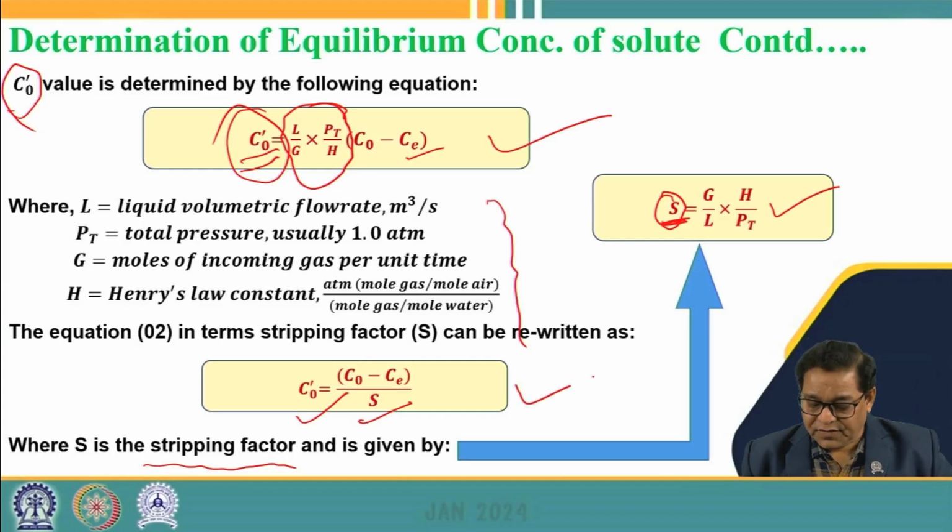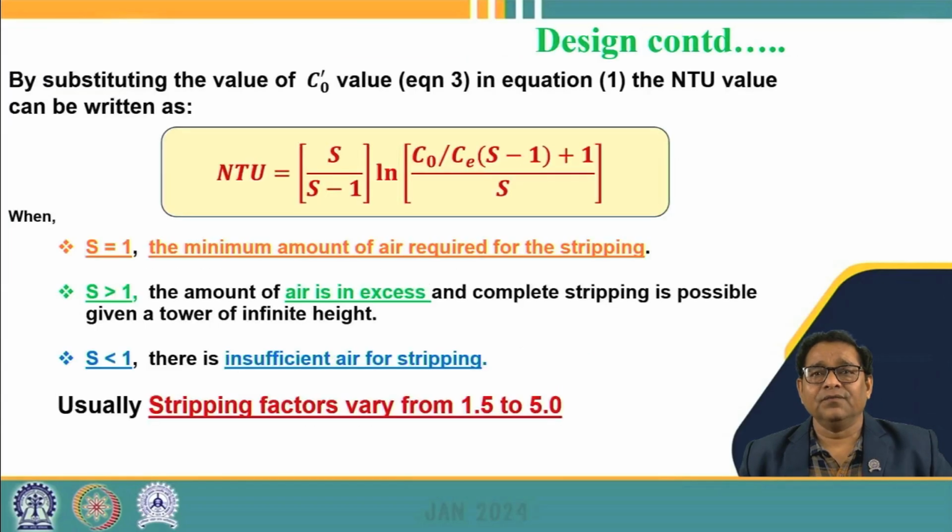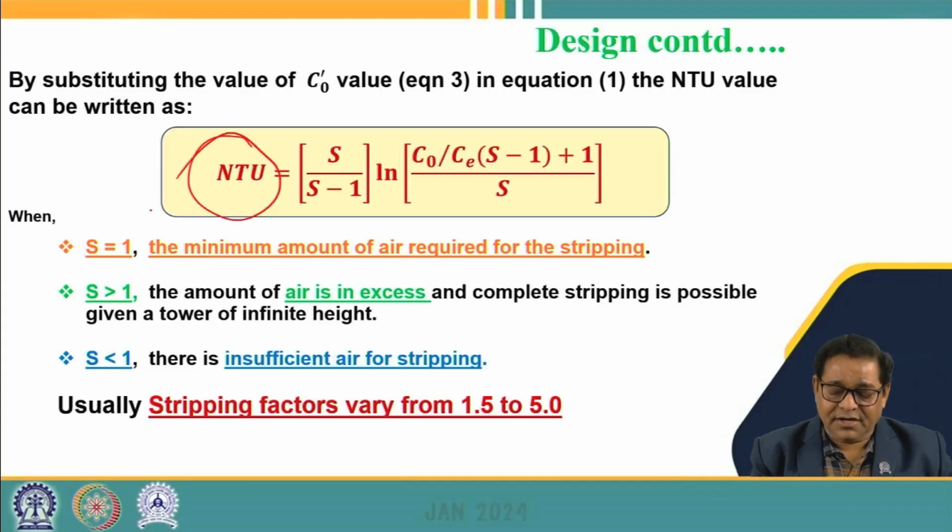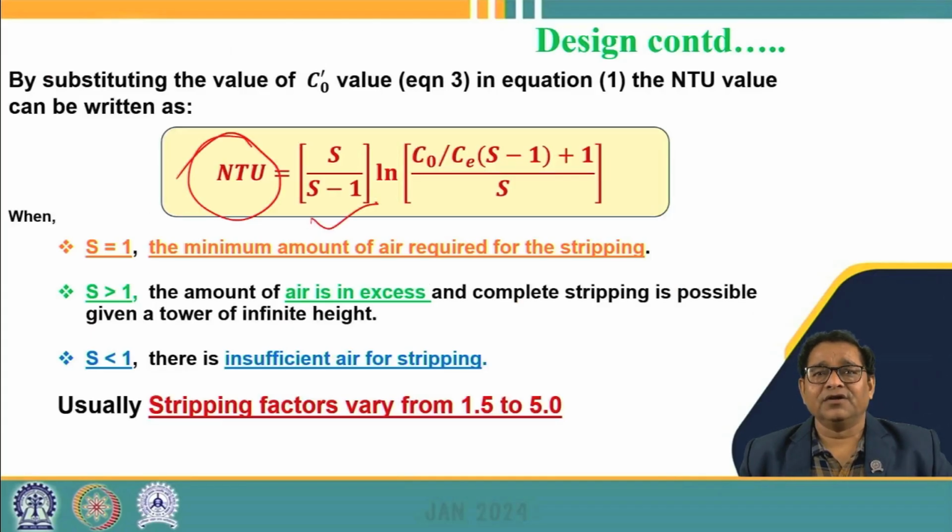So now if we substitute this value of equilibrium concentration, C dash 0, in the previous equation for NTU, this will be the final equation: NTU equal to S divided by S minus 1 log of C0 divided by CE into S minus 1 plus 1 divided by S. This is the final equation we can use for determination of the number of transfer units required for an ammonia stripper or an air stripping column.